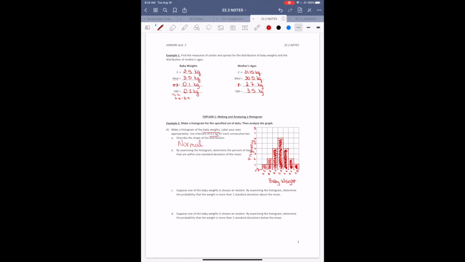And then we can also look at this and say, is it symmetric or not? If I were to draw a line straight down the middle, is the data split up evenly? Well, as you can see, it certainly is. We have 1 on each side, 2, 4, and then we have our 6 split down the middle. So this would be a symmetric shape as well.